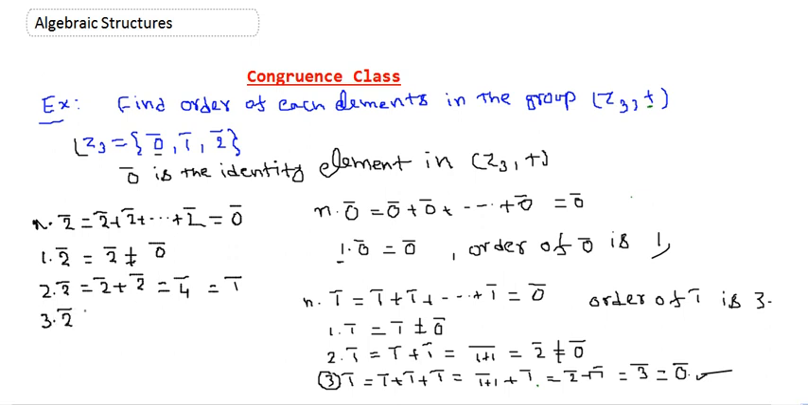Now if I take 3 times 2 bar, what do we get? 2 bar plus 2 bar plus 2 bar, which is 2 plus 2 plus 2 is 6, which is 6 bar, and if I divide 6 by 3, we get the remainder 0. So 6 bar is actually equal to 0 bar, and we have seen that 3 is the least positive integer. So this is the least number of times we have to add 2 bar with 2 bar to get the identity element. So the order of 2 bar is 3. Okay, I hope you understand that problem.